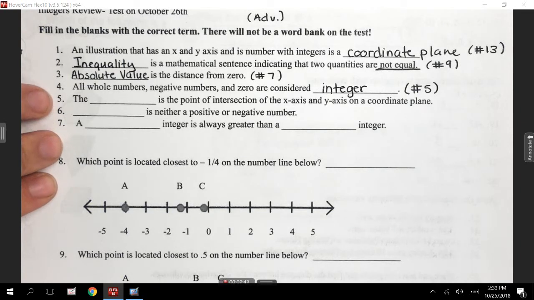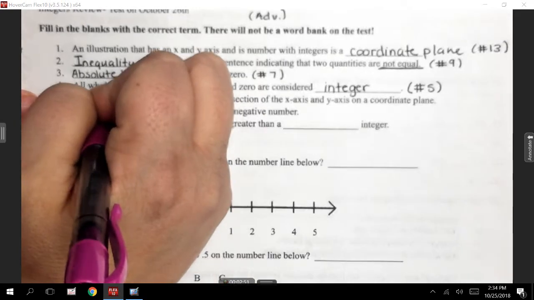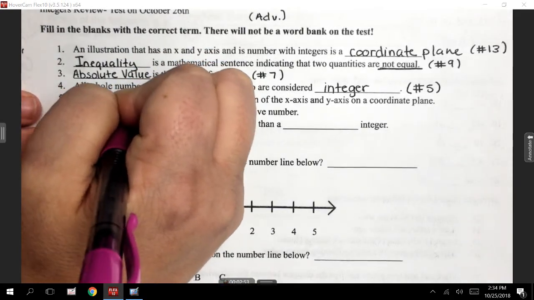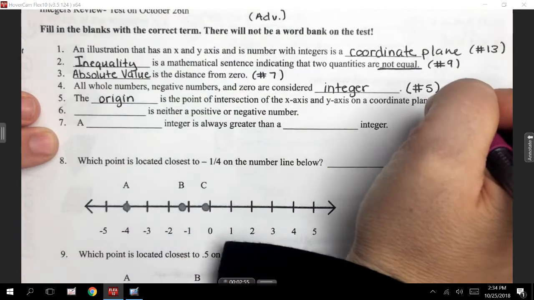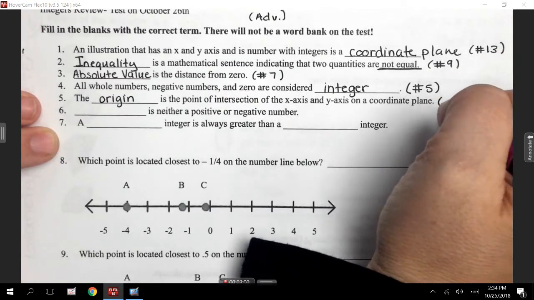All right. Number 5 says blank is the point of intersection at the x-axis and y-axis on a coordinate plane. This is that center area where everything starts at 0. It's called the origin in your binder. Pick it up. This would be on number 13.